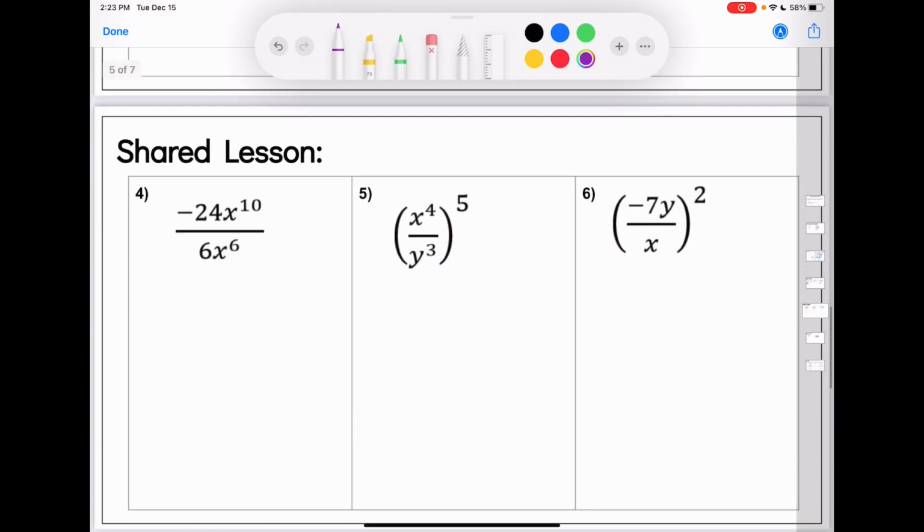All right, now let's practice with combining some things here and getting a little bit more complicated. Number 4, negative 24x to the 10th over 6x to the 6th. Now I've got more going on because I've got these coefficients. Now this is the trickiest part. I see I have negative 24 over 6.